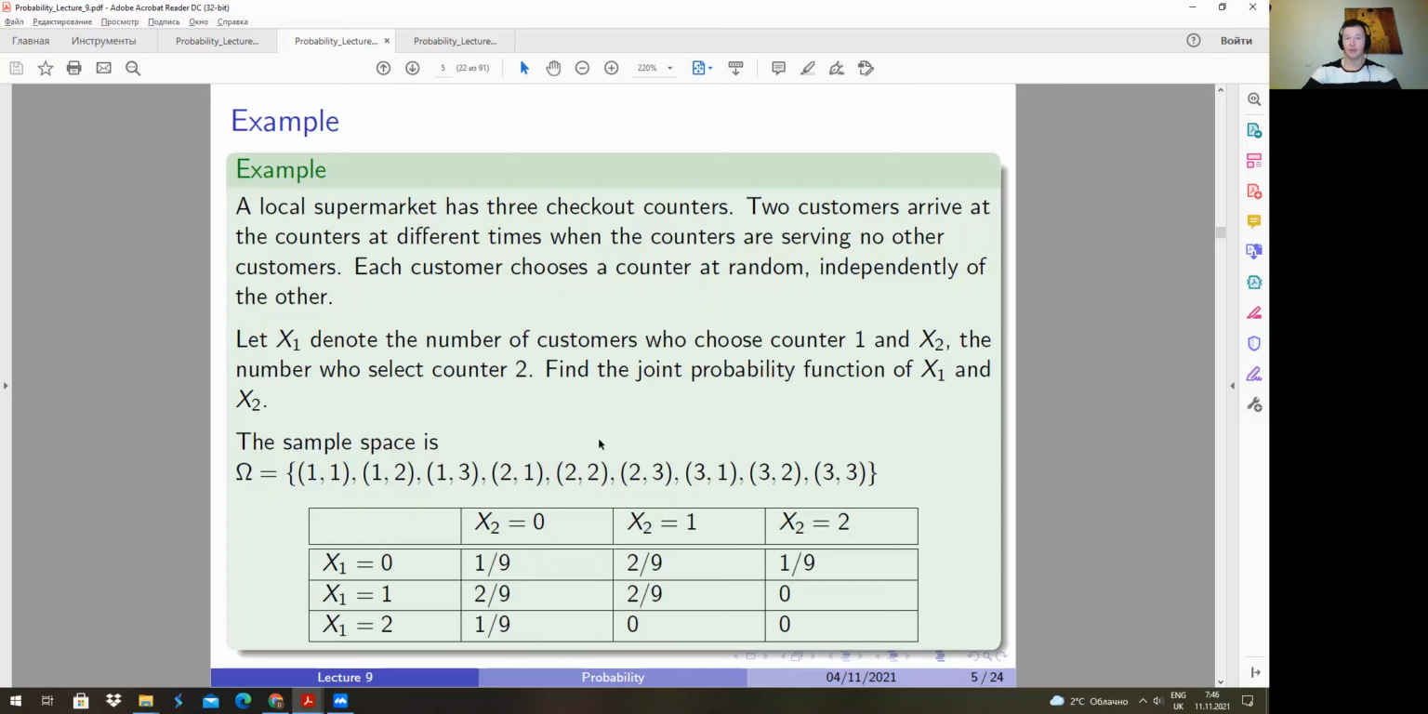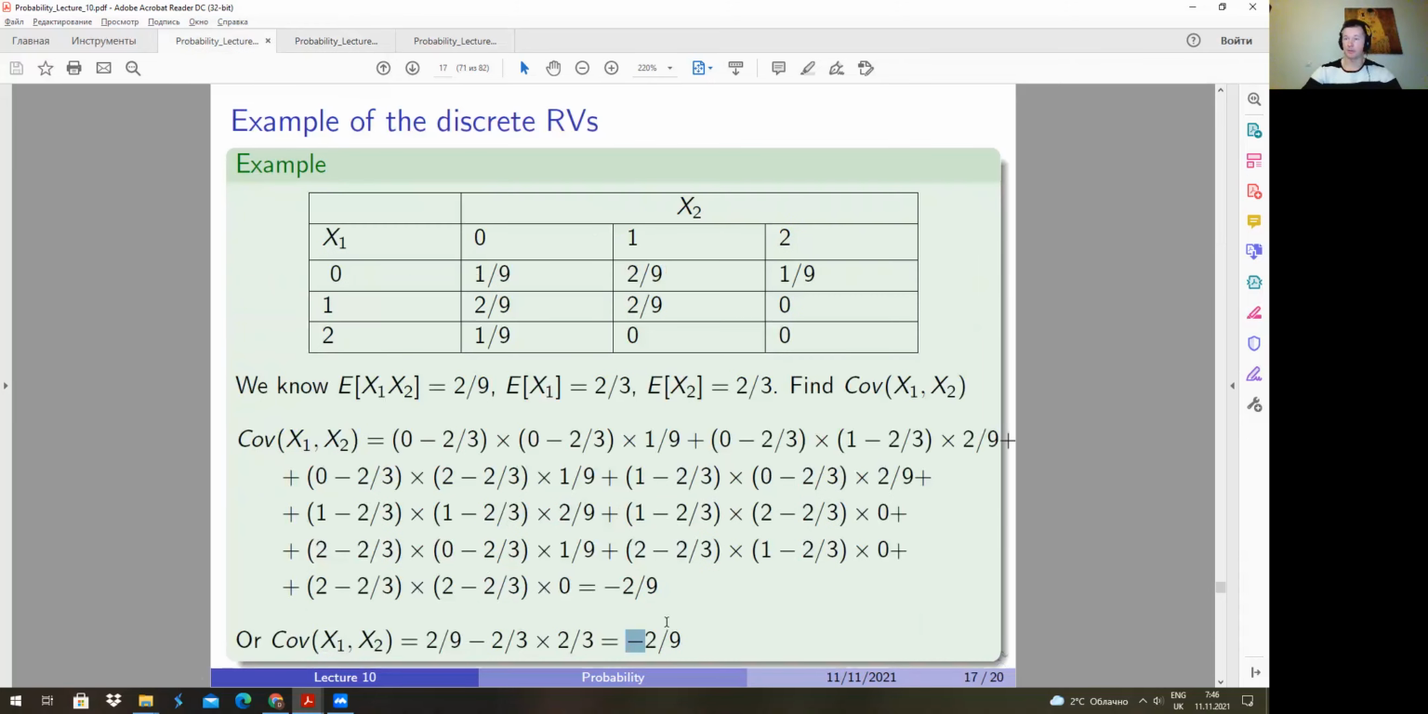So definitely, when there are more people at the first counter, there are less people at the second counter, and so on. That's why we have this minus. When more people go to the first counter, then definitely less people go to the second counter. But it's not perfectly related because we also have a third counter. So we don't know exactly. Maybe if there are less people at the first counter, there are also less people at the second counter because all people went to the third one. That's why this number is not very large.